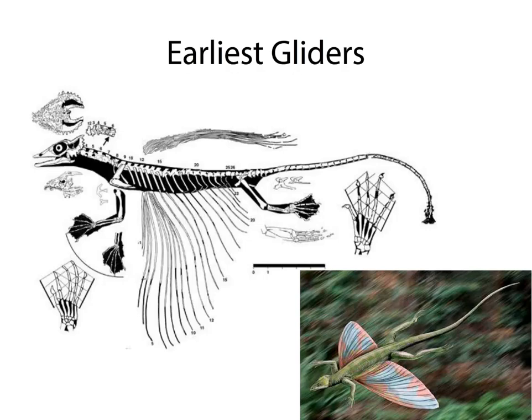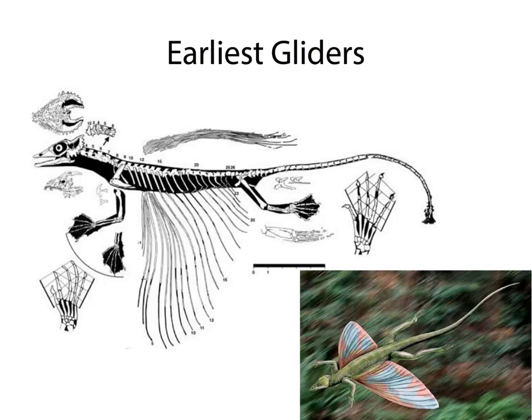The earliest known gliding vertebrate is, and I'll spell this for you, Coelurosaurus. Coelurosaurus. That's going to be my guess. And they're found in the late Permian. It was an ordinary small diapsid reptile the size of a small squirrel.